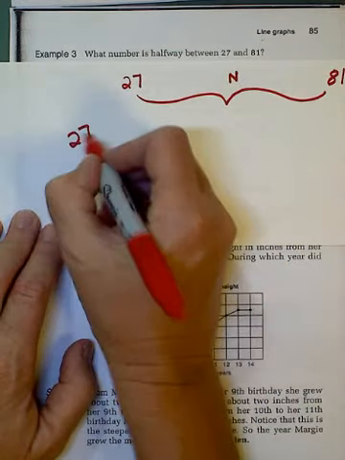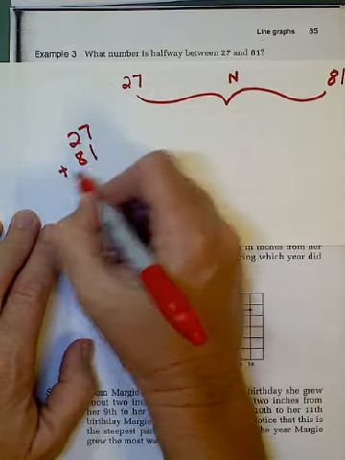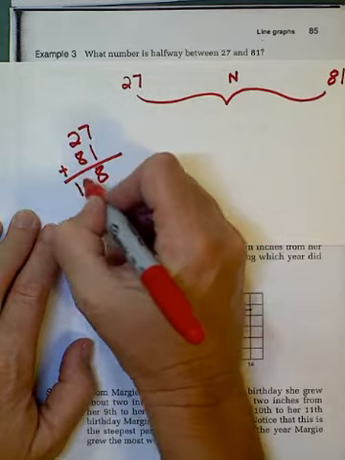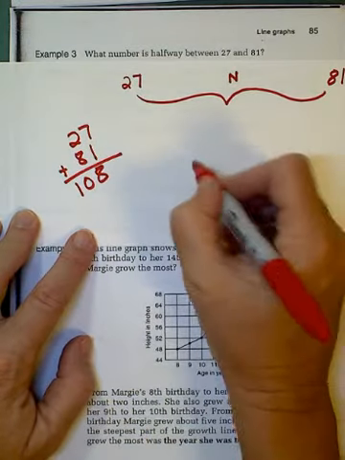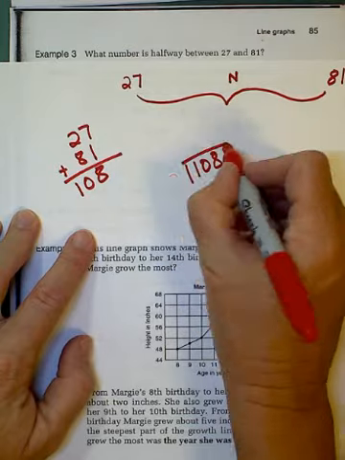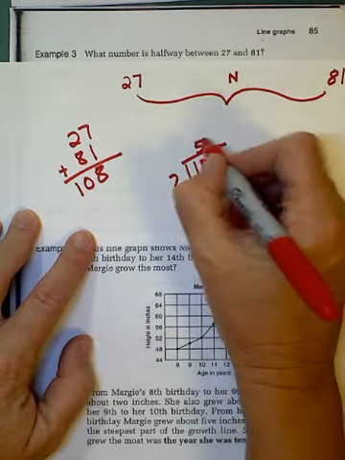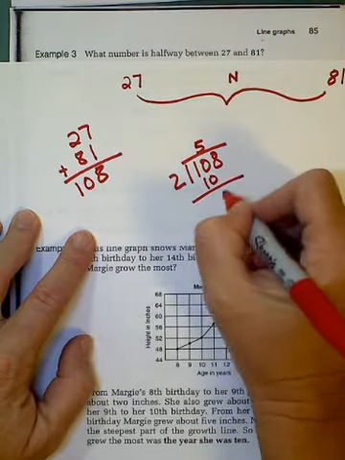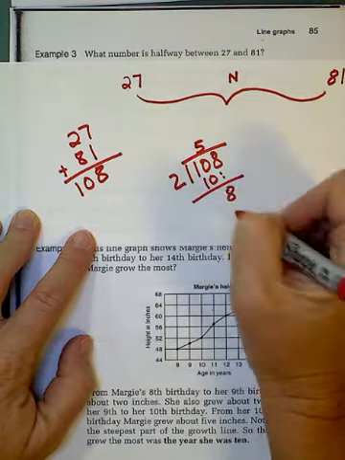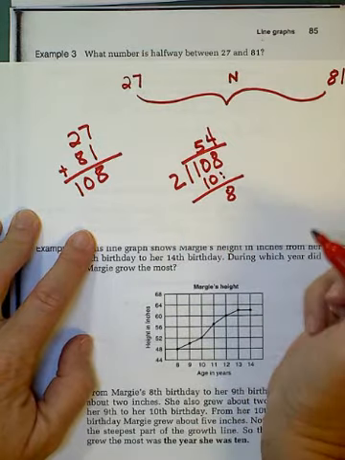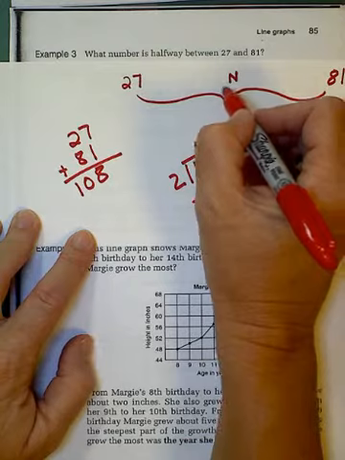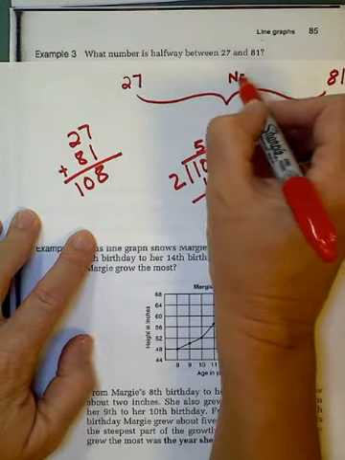27 plus 81 equals 108. 108 divided by 2 is 54. And so therefore the number in the middle must be 54.